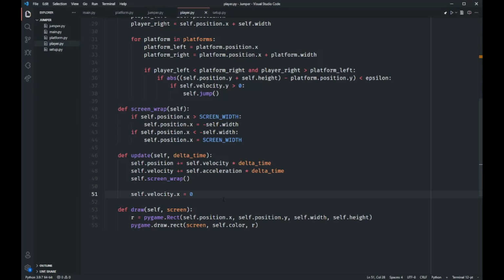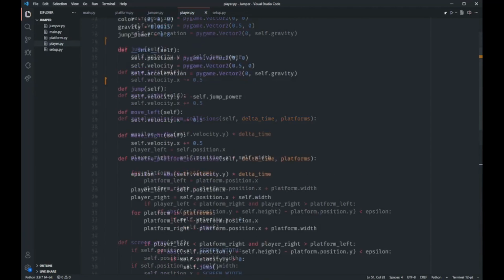And this will repeat until the player lets go of the key, in which case move left or move right will stop being called, which means update will just reset it to 0. Of course, we don't want our player to be moving left or right when the keys aren't being pressed down, right? So we do want this x velocity to be reset.